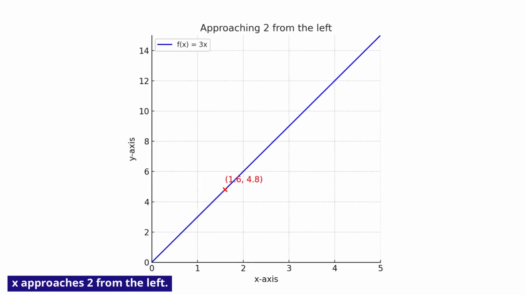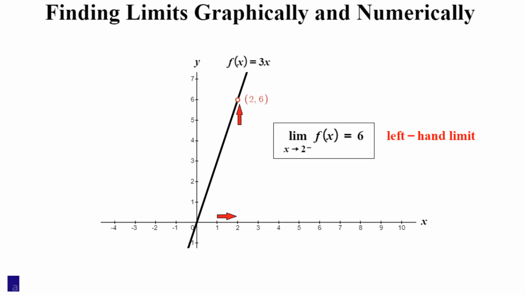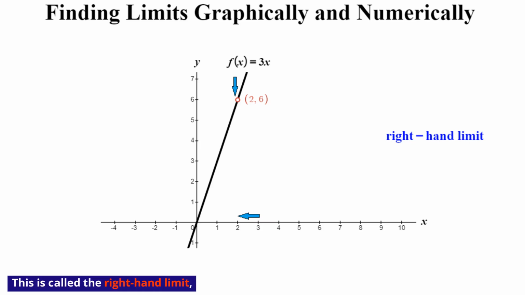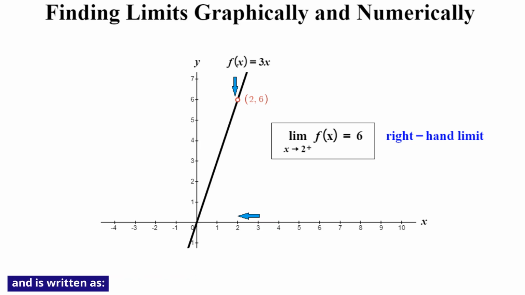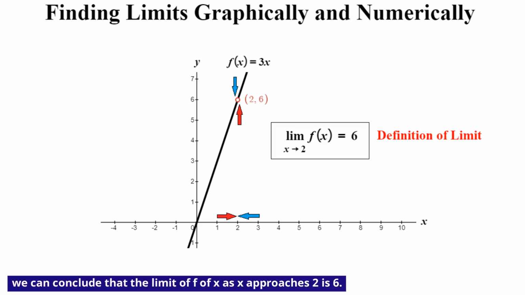As x approaches 2 from the left, this is called the left-hand limit. As x approaches 2 from the right, this is called the right-hand limit. Since the left-hand limit and the right-hand limit are equal, we can conclude that the limit of f of x as x approaches 2 is 6.